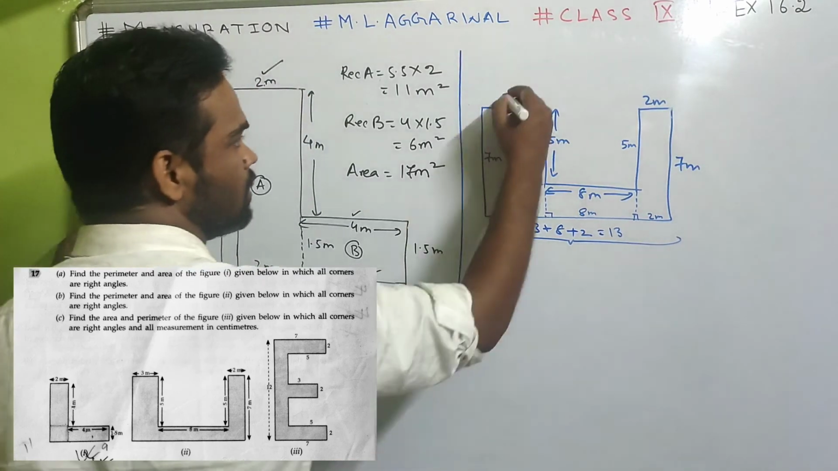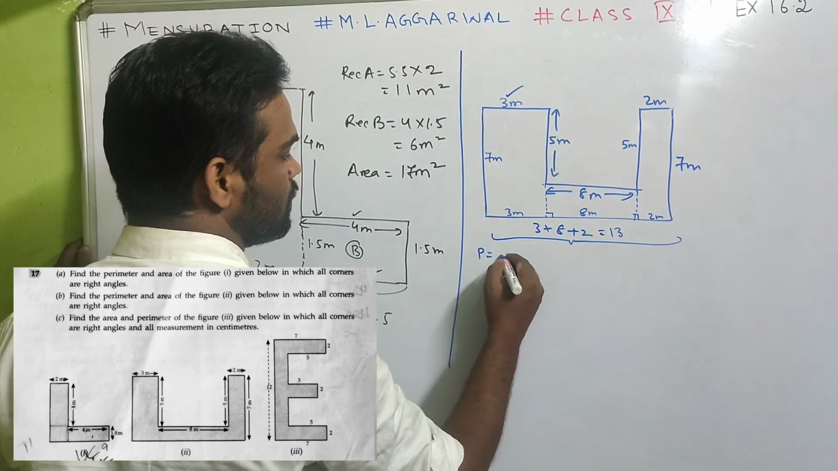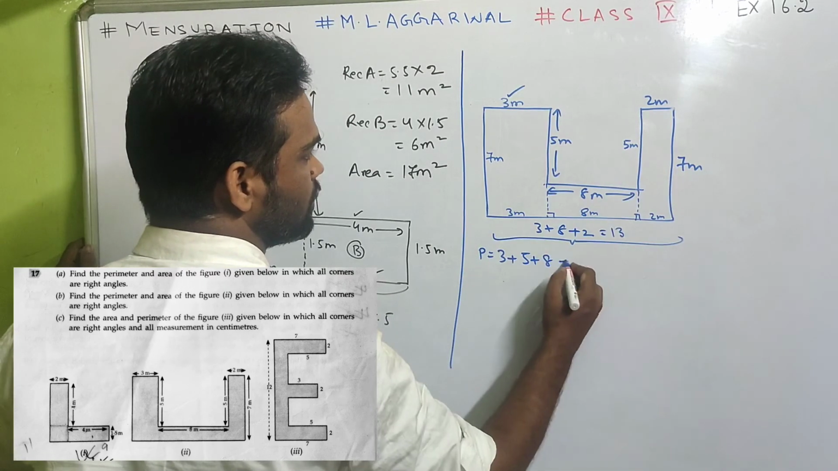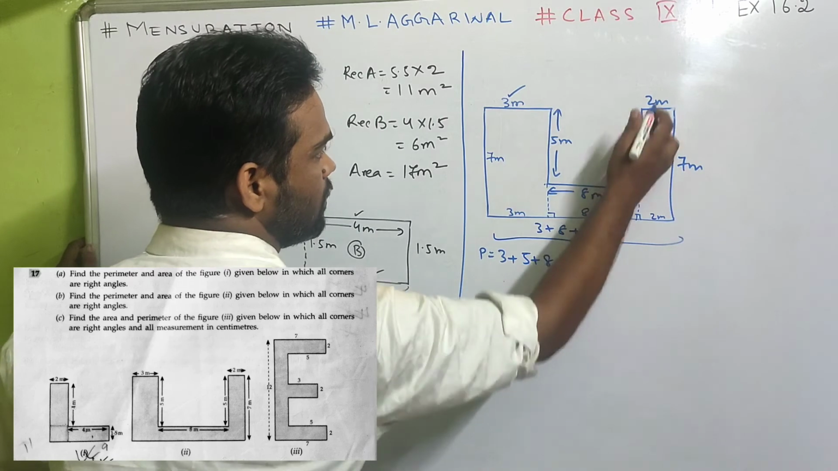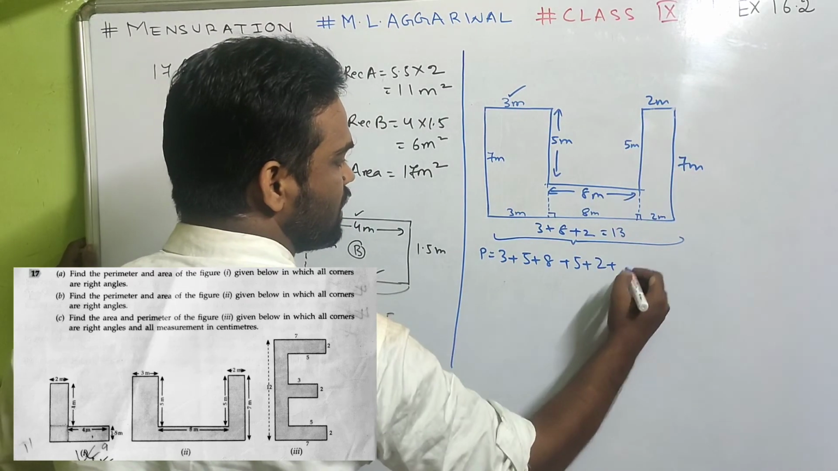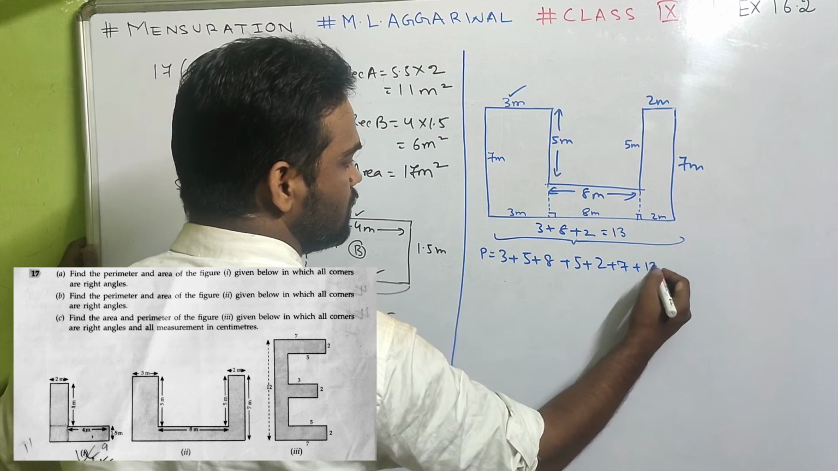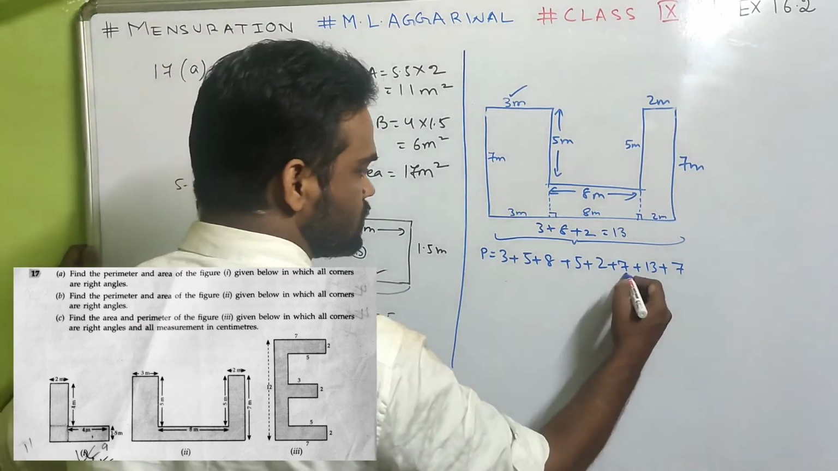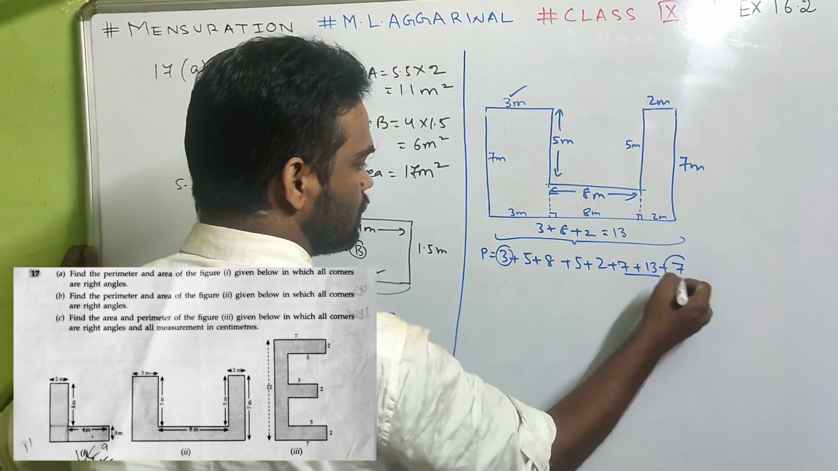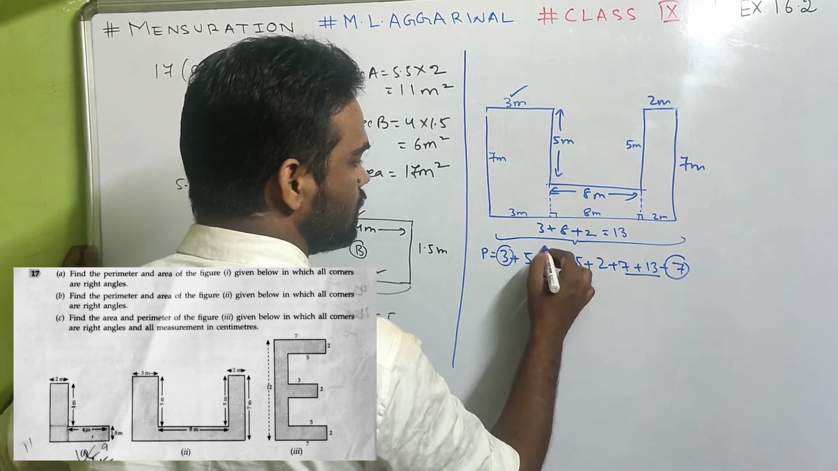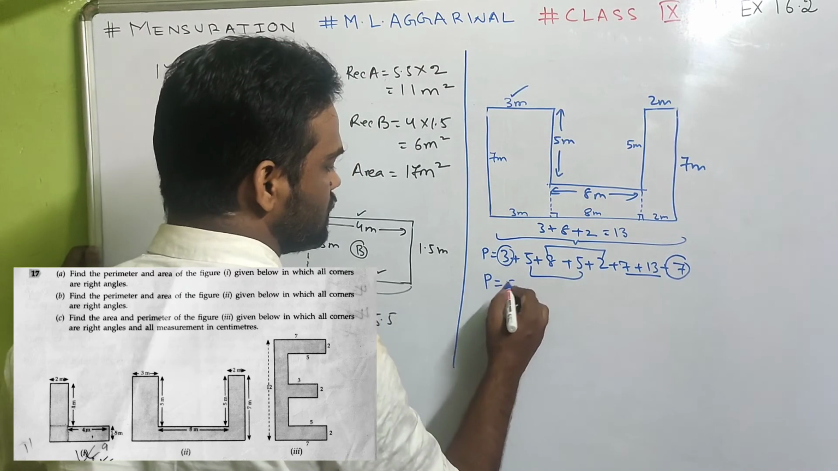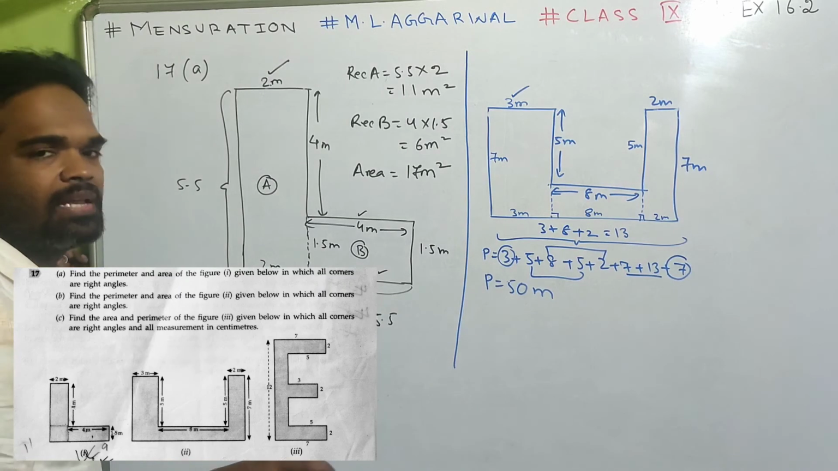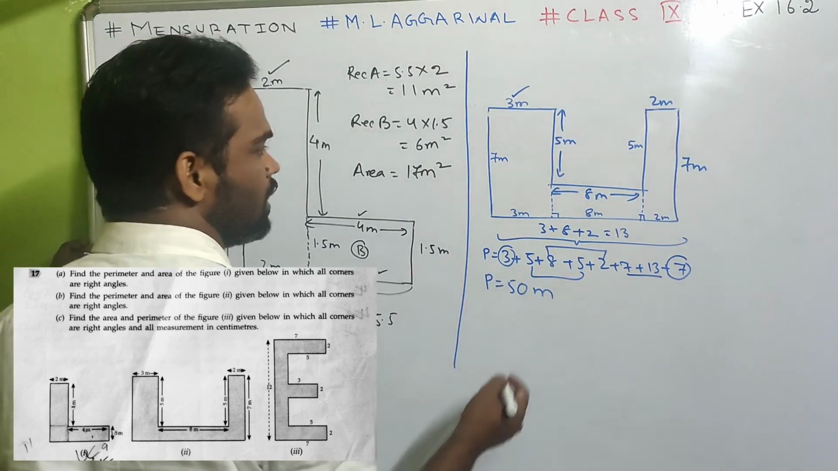So the perimeter will be what? 3 plus this 5 outer boundary plus this 8 plus this 5 plus this 2 plus 7 plus this 13 plus this 7. Done? Now this is 20, 30, 40, this is 50. So P is 50 meter. Done? Outer boundary, just add the outer boundary. That is your perimeter.